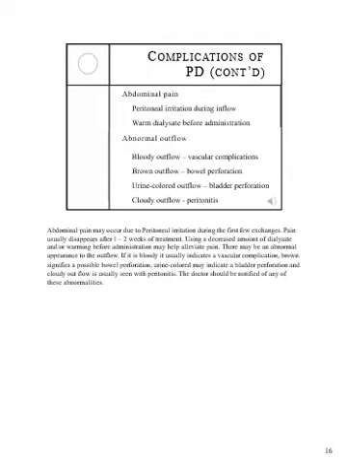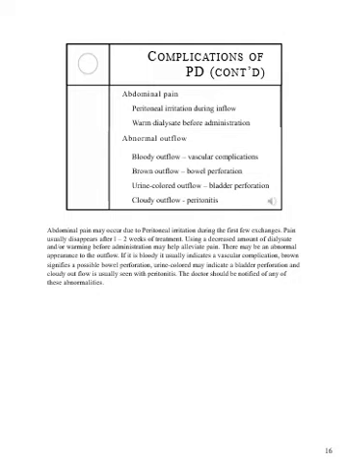Abdominal pain may occur due to peritoneal irritation during the first few exchanges. Pain usually disappears after 1 to 2 weeks of treatment. Using a decreased amount of dialysate and/or warming before administration may help alleviate pain.